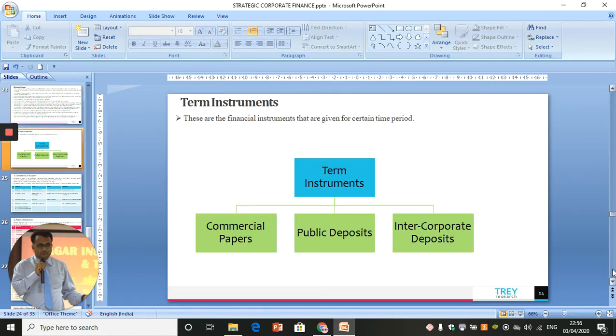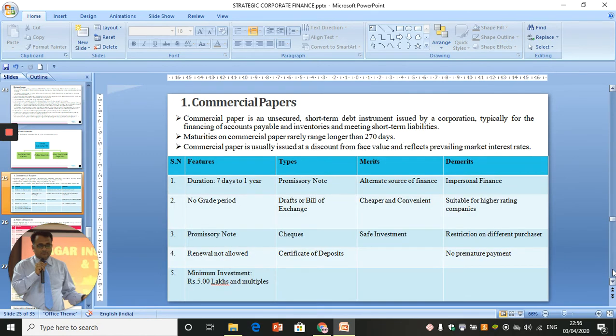Now, term instruments. If you talk about term instruments: commercial papers, public deposits, and intercorporate deposits. Commercial paper is an unsecured short-term debt instrument by a corporation, typically for the financing of accounts payable and inventories and meeting short-term liabilities. Maturities on commercial paper rarely range longer than 270 days. Commercial paper is issued at a discount from face value and reflects the prevailing market interest rate.